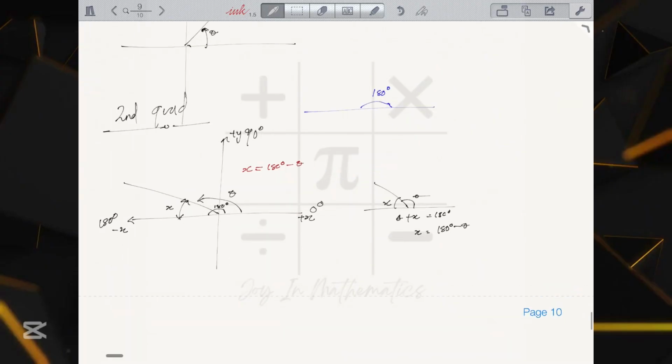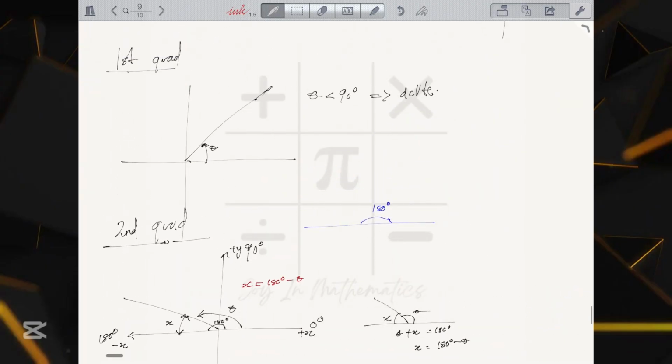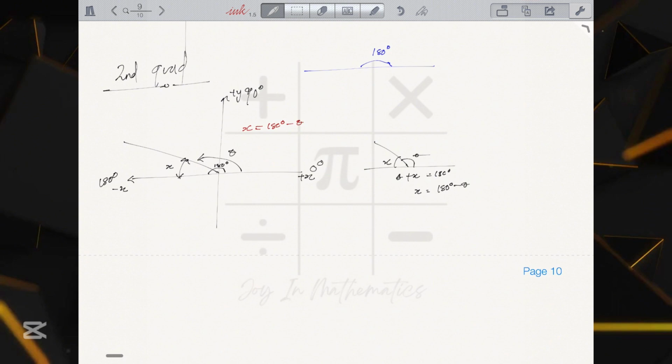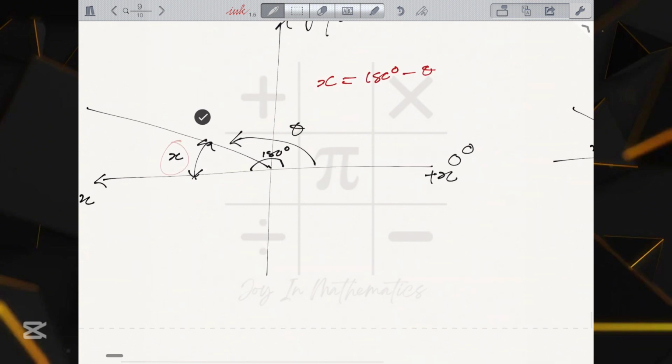Now remember that in the first quadrant, the equivalent acute angle is simply theta, because this is less than 90. Now in the same vein, we can see that x here is less than 90 degrees.